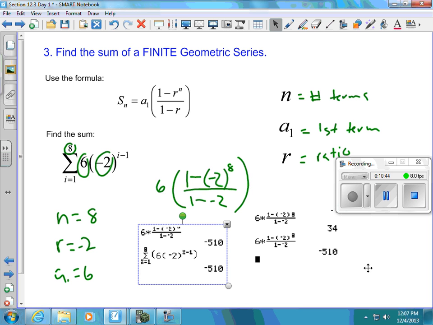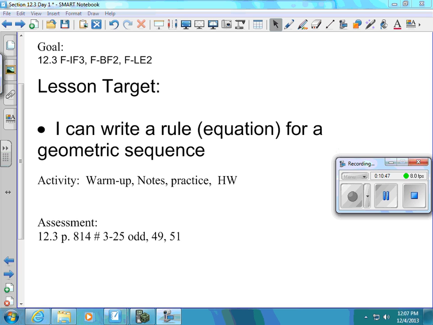Okay? So I think we hit our target for today. We even got a bonus one you can add in there, that we found the sum of a finite geometric series as well. And have this in your notes.